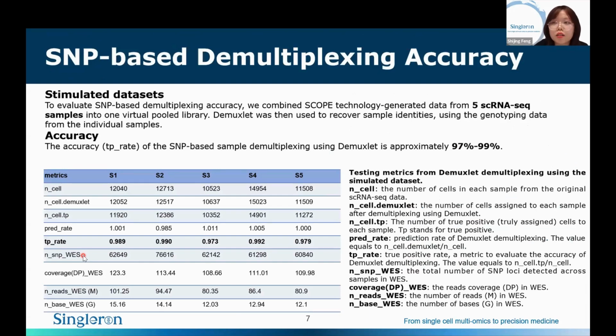Here, let me show you some testing results from our bioinformatics team. To evaluate the accuracy of SNP-based demultiplexing, we combined 5 single-cell RNA-seq data samples into one virtual pooled library. After that, the demultiplexer was used to recover and assign cells into different sample identities. And we use the true positive rate to evaluate the accuracy of the software.